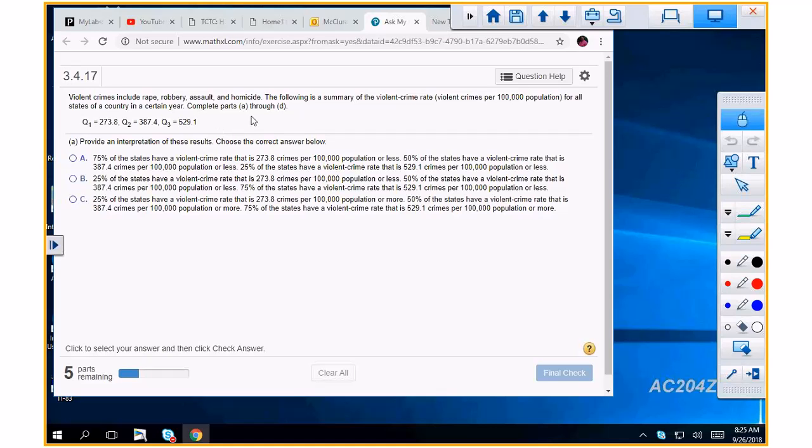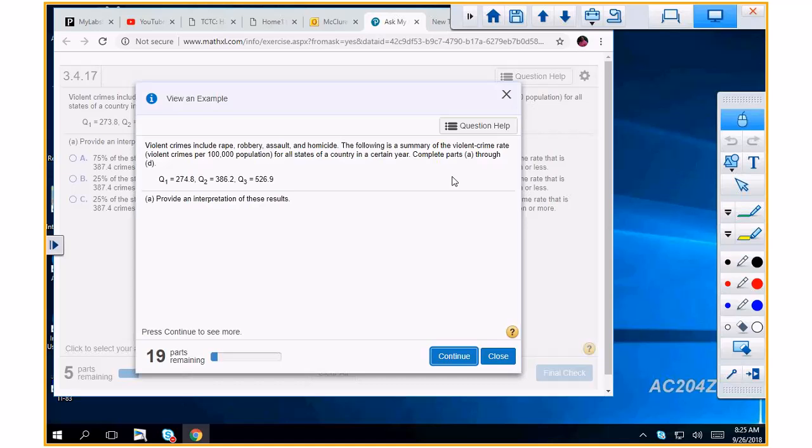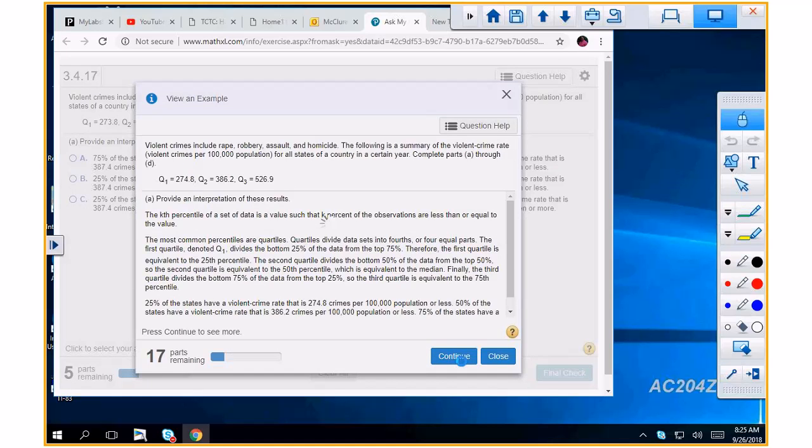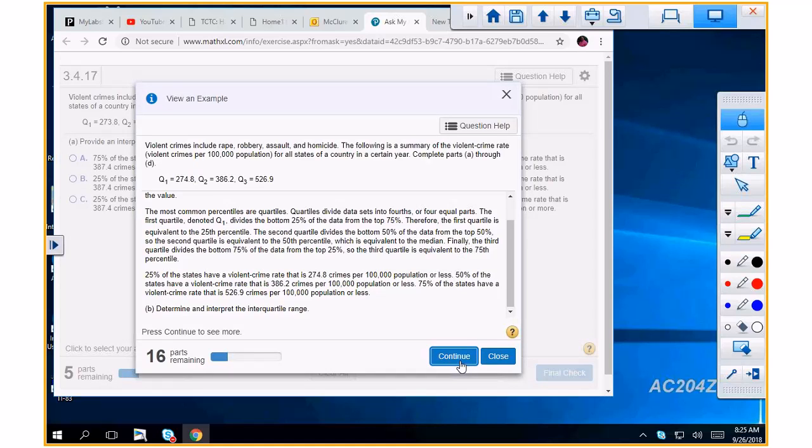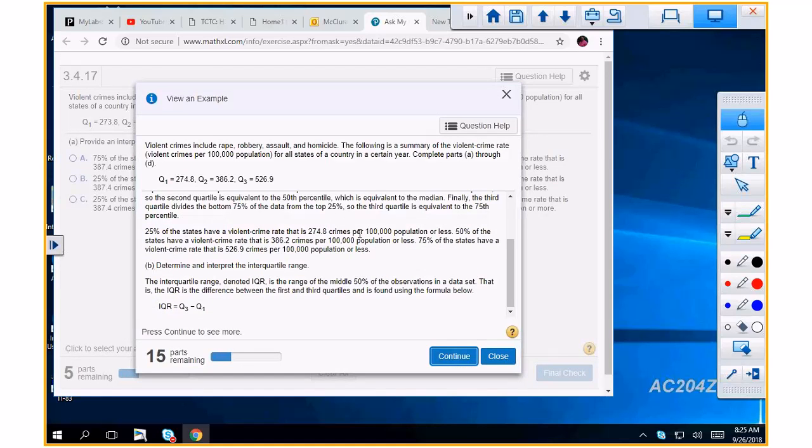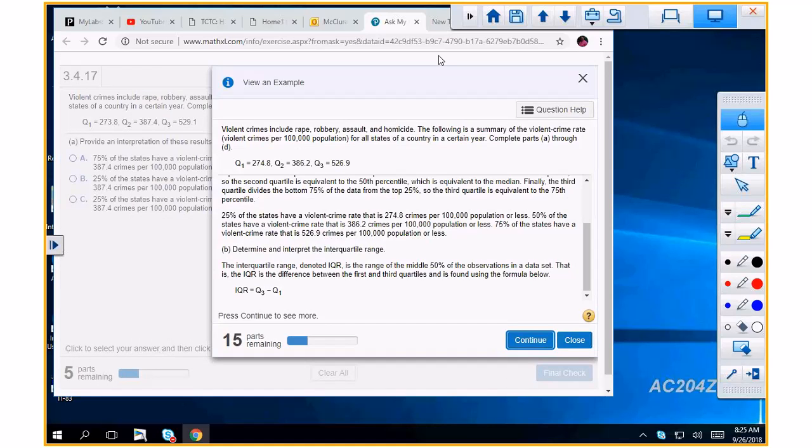So what you do, I'm just going to pull up the formula. It's Q sub 3 minus Q sub 1 or something. Hold on. Where is it? There it is. Write down that little formula. That's the formula I told y'all to find in your notebook or your book. Interquartile range is equal to what? Q sub 3 minus what? Q sub 1. Write that down.